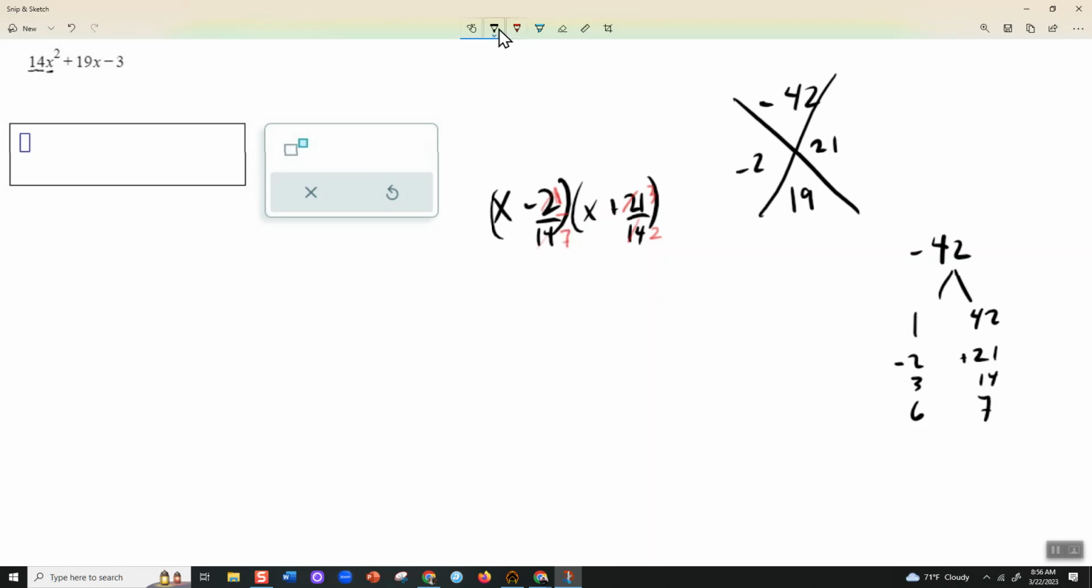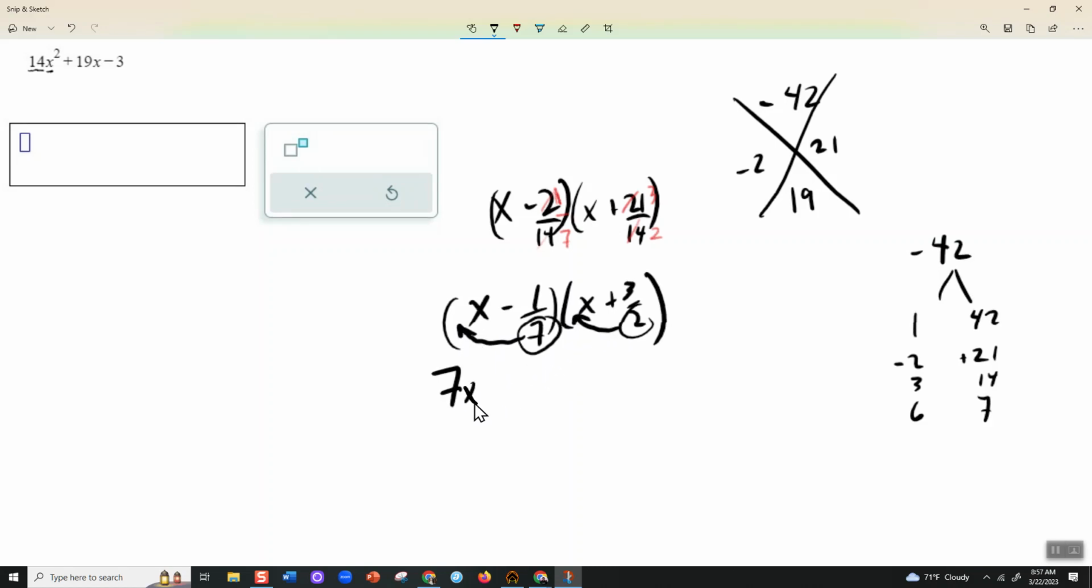All right, so now I'm going to have x minus 1 over 7 and x plus 3 over 2. But we can't have these denominators in our answer here, so we need to move them to the front of each binomial. This becomes 7x minus 1. This becomes 2x plus 3. And that is my answer.